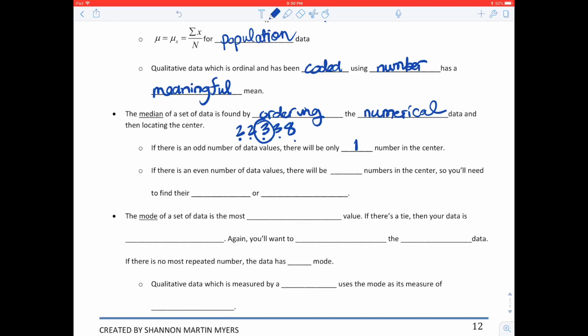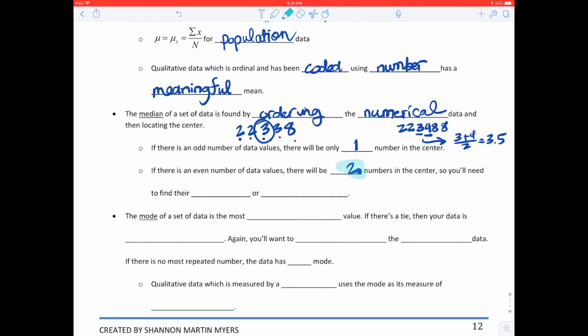There's an even number of data values. So let's say you had 2, 2, 3, 4, 8, 8. Well, if you count 1, 2, 3 from the left, you'd get to this one. Count from the right, 1, 2, 3, you get to this one. So what do you think you would do? Beautiful. You'd find the average of those two numbers. So 3 plus 4 divided by 2 is 3.5. So that would be the median.